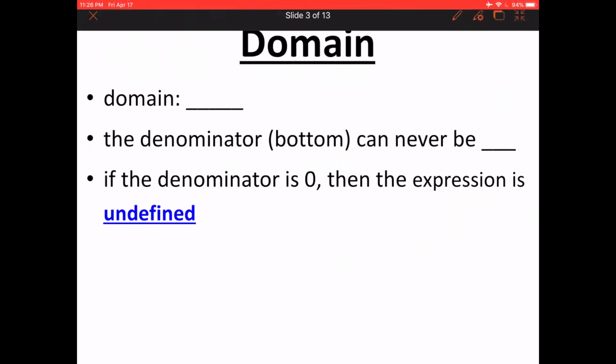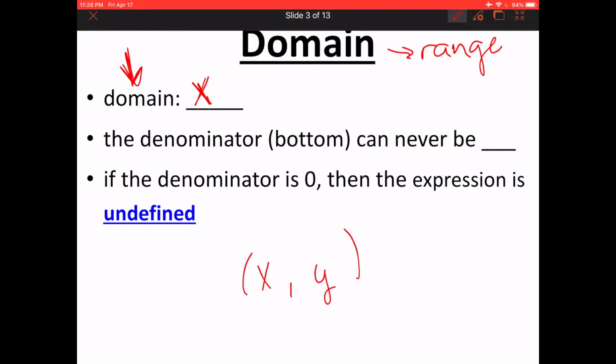When we're talking about rational expressions, the domain is going to be very important. And remember, usually when we talk about domain, we also talk about range, but domain represents the letter X. When you have an ordered pair, there is always an X and a Y, so the domain represents the letter X. Range would represent the letter Y. But again, the focus for today is going to be domain.